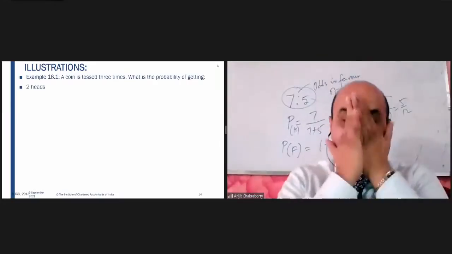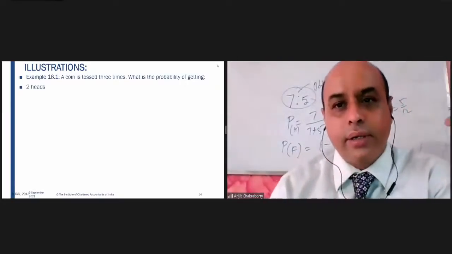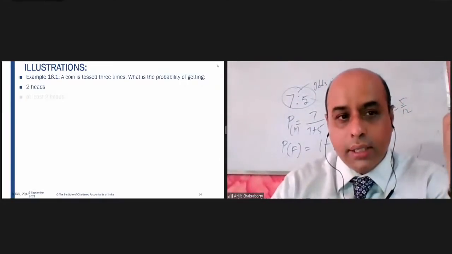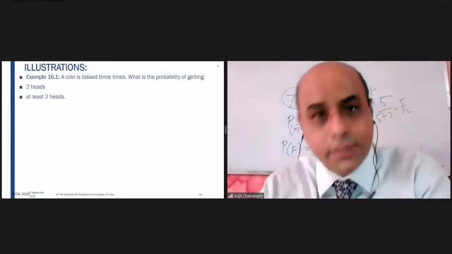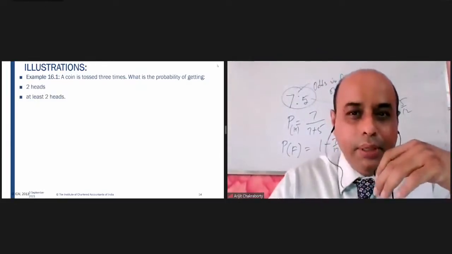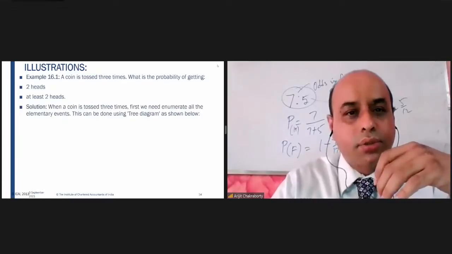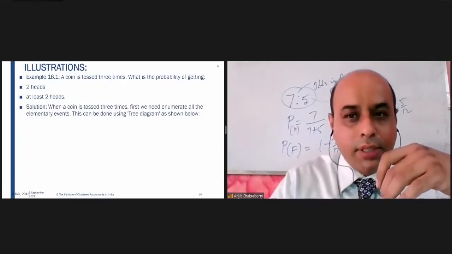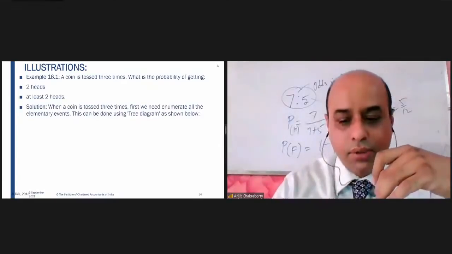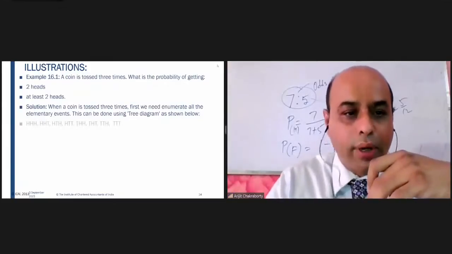A coin is tossed 3 times. What is the probability of getting 2 heads? And the second question is at least 2 heads. So please note the solution. Now, when a coin is tossed 3 times, what is the probability of getting 2 heads? So first we are trying to find out the probability of getting 2 heads.